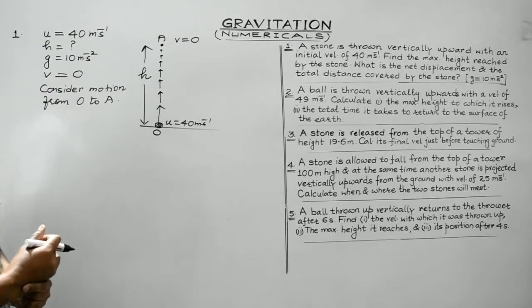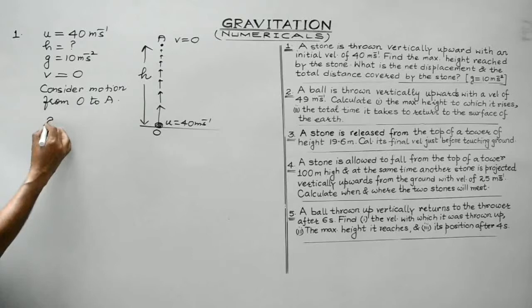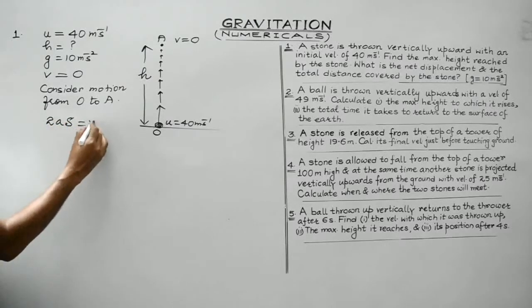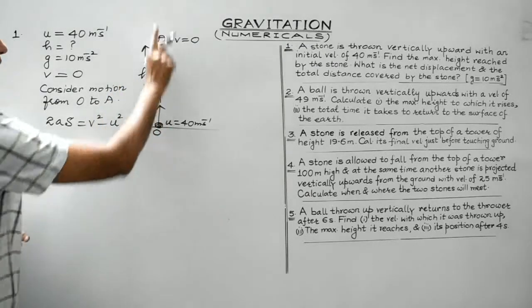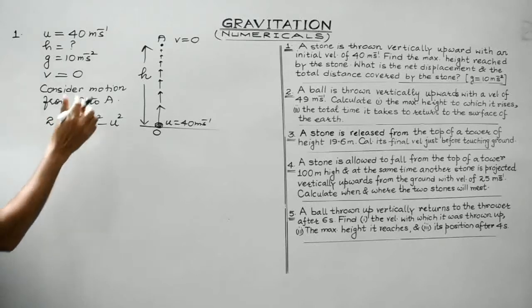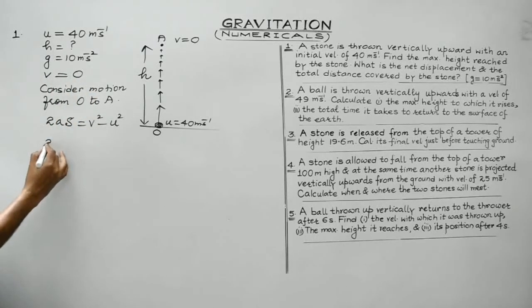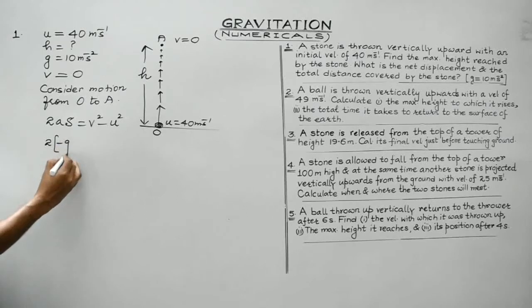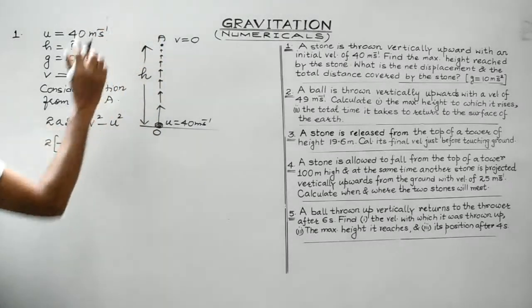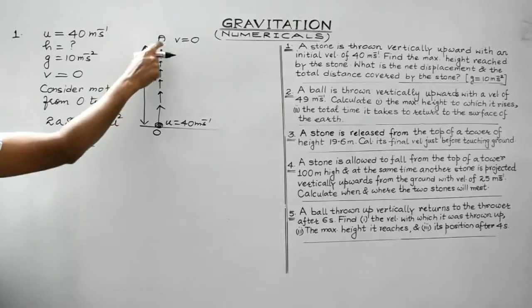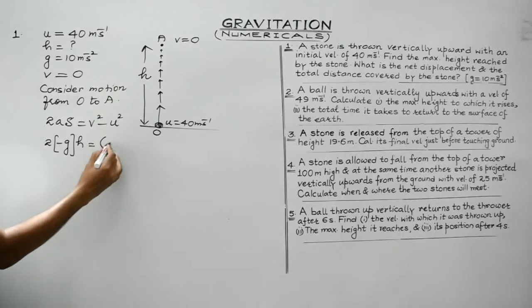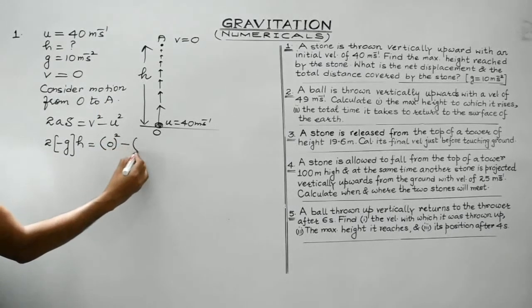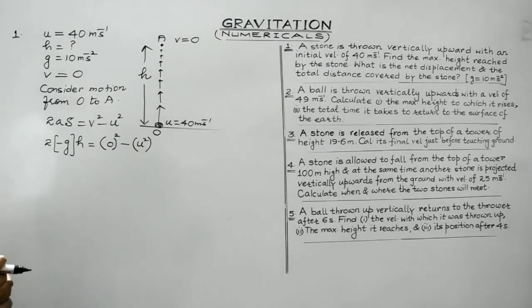We can make use of the third equation of motion. So the third equation of motion is 2as is equal to v square minus u square. Here in the vertically upward motion, a is to be replaced by minus g. So we get 2, a is to be replaced with minus g. In place of s, the total height gained is h. Final velocity at point A, we are considering the motion O to A. O is the initial point, A is the final point. Final velocity at point A is 0. And it is minus u square. Clear students? Now let's substitute the values and we'll get the desired result.